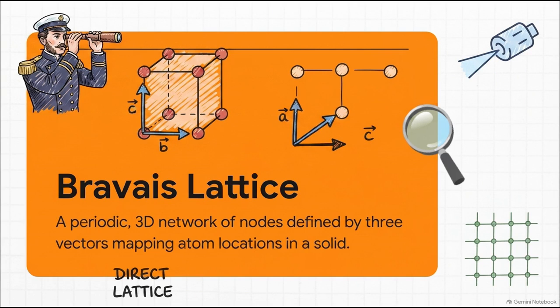This concept was actually first formalized way back in the 19th century by a French naval officer named Auguste Bravais. He realized that any crystal can be described as a 3D network of nodes, which we now call a Bravais lattice. By just using 3 fundamental directional vectors, a, b, and c, you can map the physical jump from one atom to the exact next identical atom in that repeating pattern. This right here is what we call the direct lattice. It's the literal physical space where the atoms actually live.